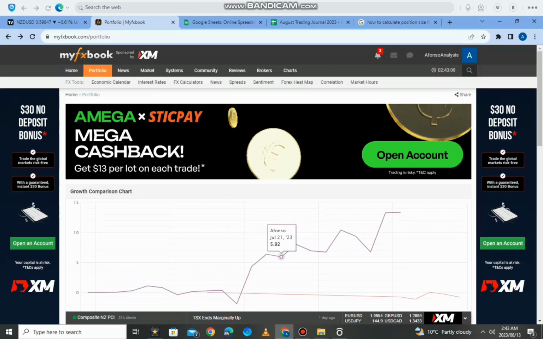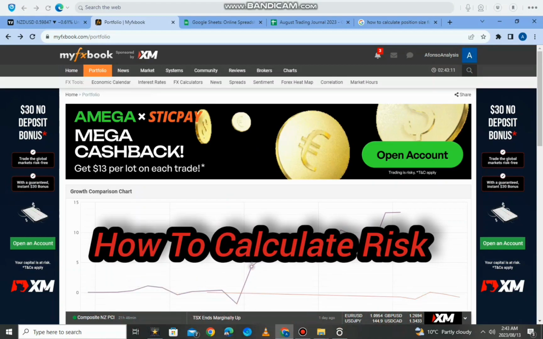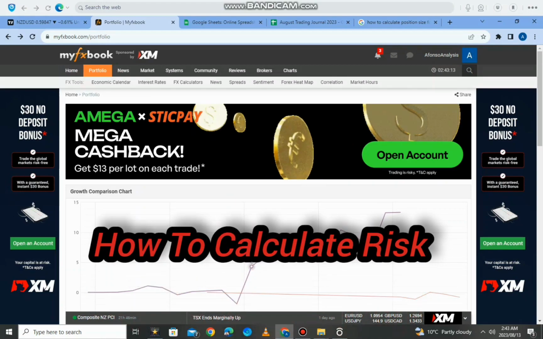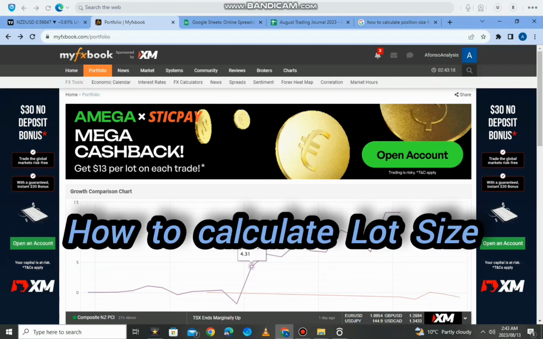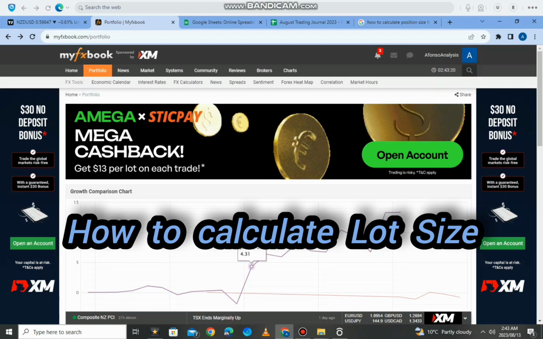In today's video, we're going to talk about how to calculate risk. But specifically, traders, I want us to dive deep into the lot size. In other words, how to calculate what lot size you should use on each and every trade.